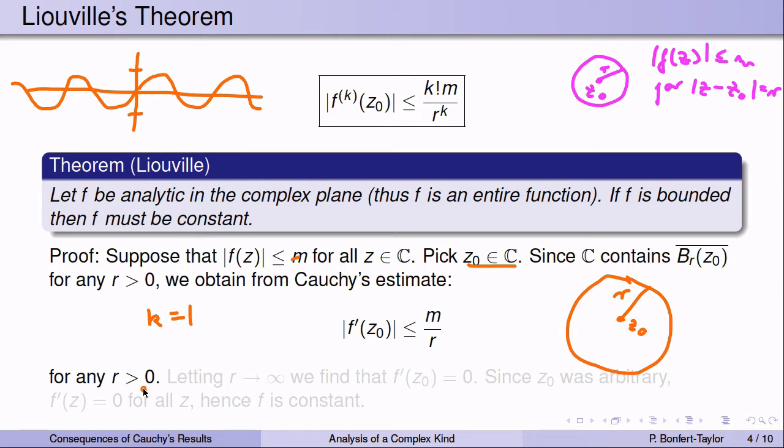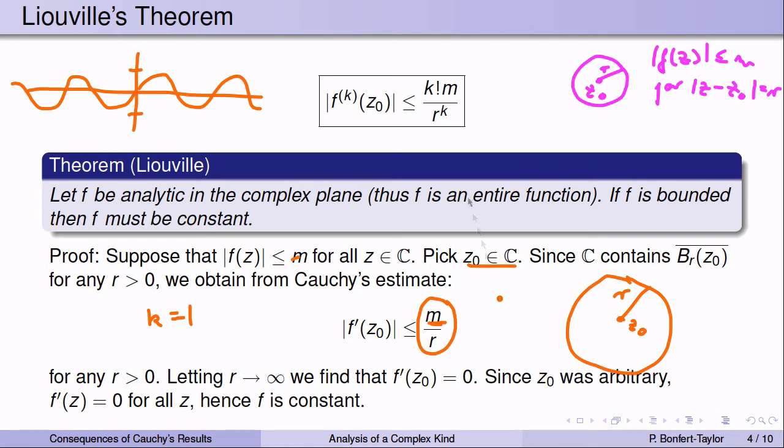But this is true for any r greater than 0. So we can choose a really, really large value for r, as large as we want to. So we can, in fact, let r go to infinity. And if we do that, this number on the right-hand side here gets smaller and smaller and smaller because m is a fixed number. If we divide this fixed number m by a really, really large number, this number will go to 0. In other words, the derivative of f at z0 has to be equal to 0 because it is smaller in absolute value than any number I can come up with.